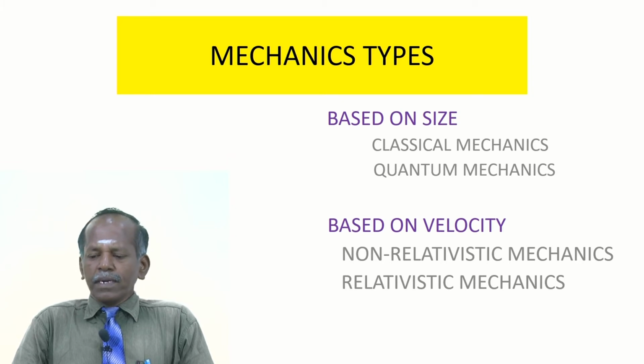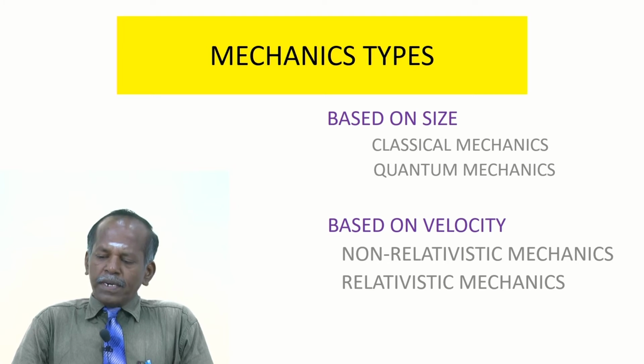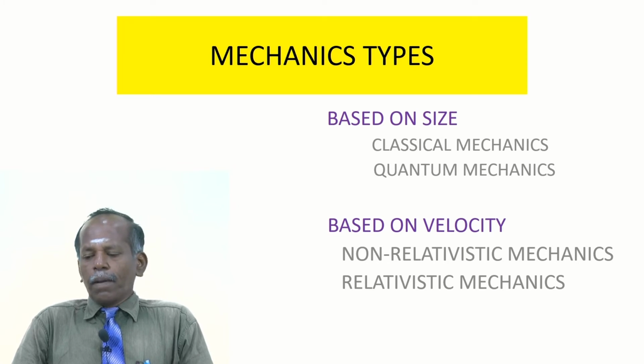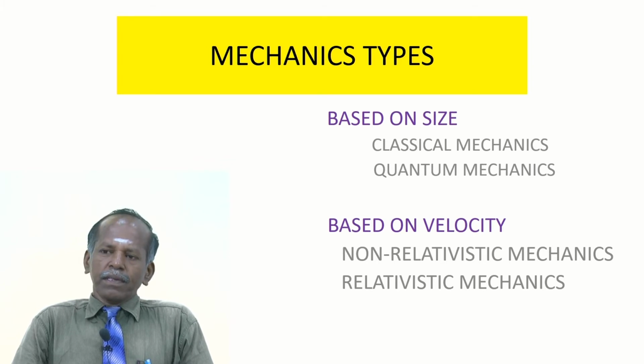The most important thing is that we have to be very familiar with the terms, then only can the topic be followed. So, I am repeating again: classical mechanics is for macroscopic, bigger size particles. Quantum mechanics is for microscopic or small size particles. So, one classification is over.